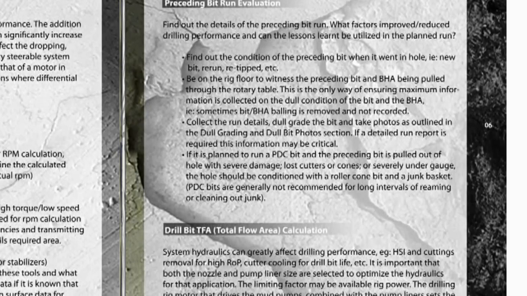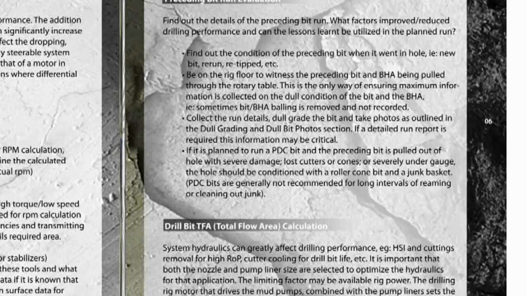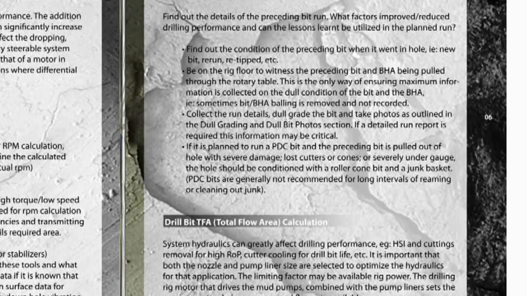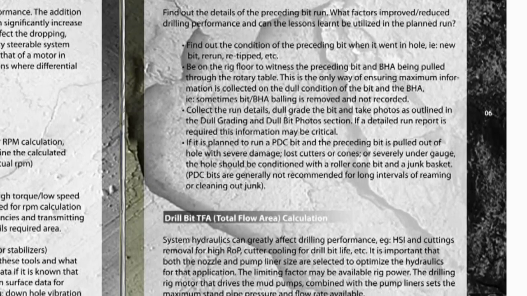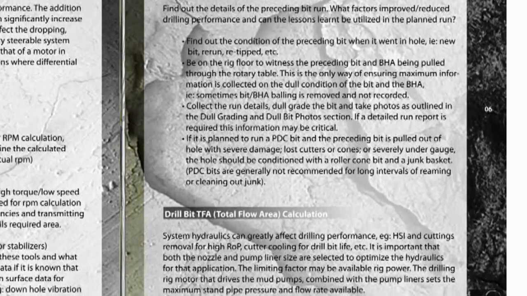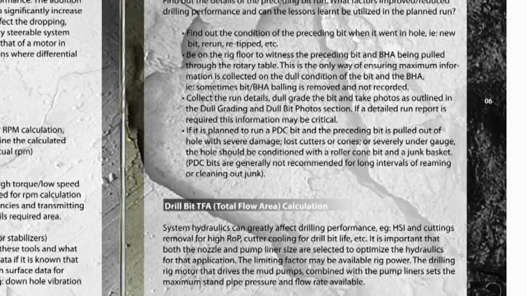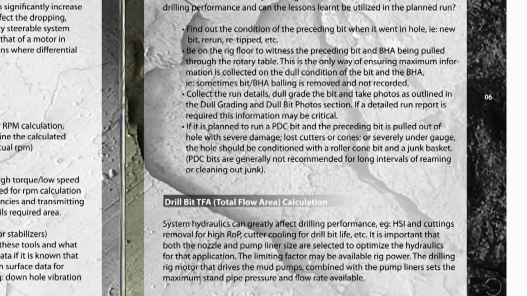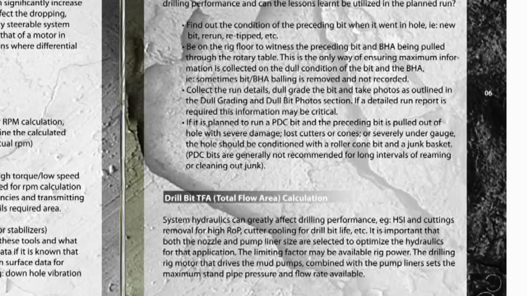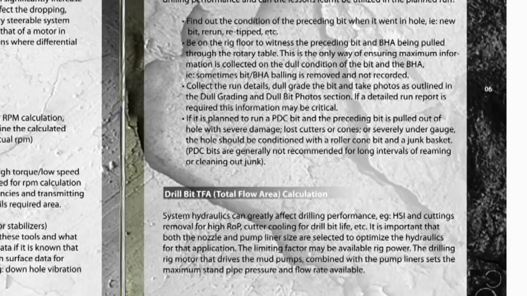If it is planned to run a PDC bit and the preceding bit is pulled out of hole with severe damage, lost cutters or cones, or severely under gauge, the hole should be conditioned with a roller cone bit and a junk basket. PDC bits are generally not recommended for long intervals of reaming or cleaning out junk.